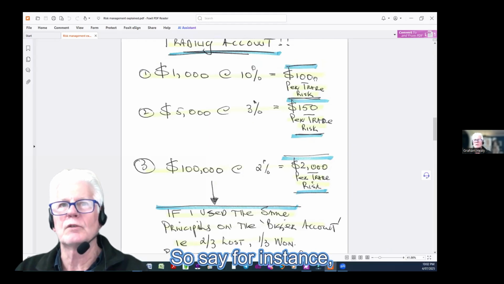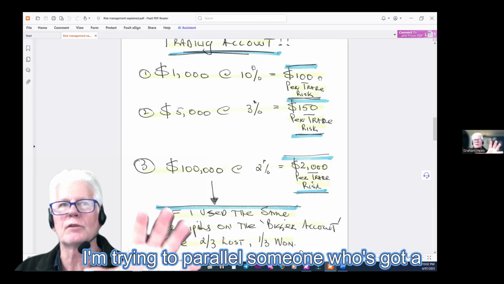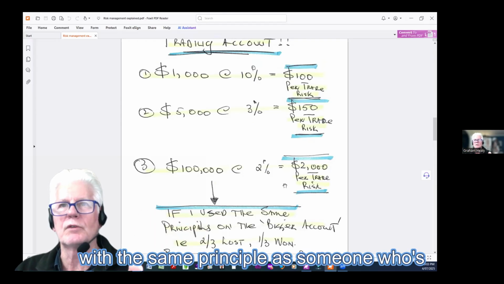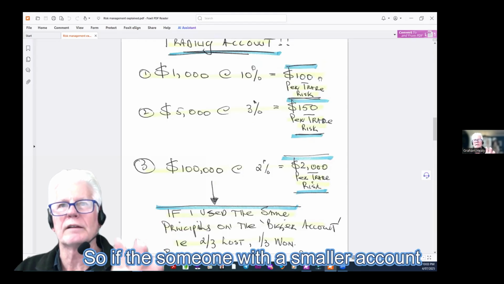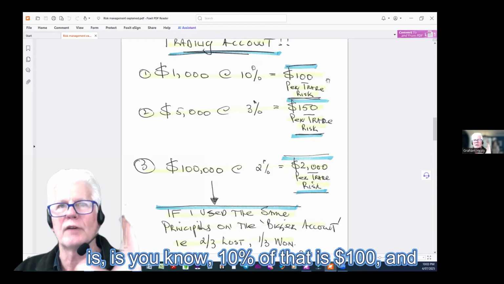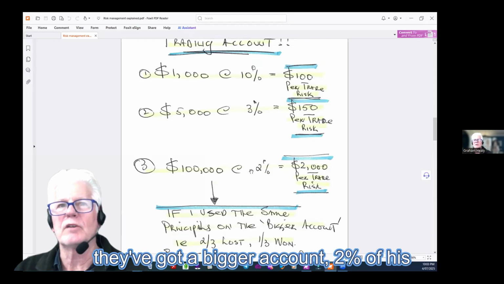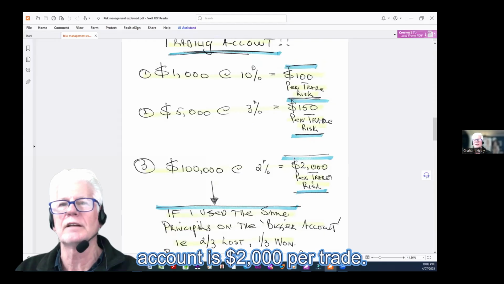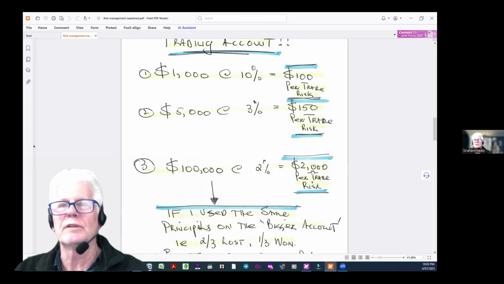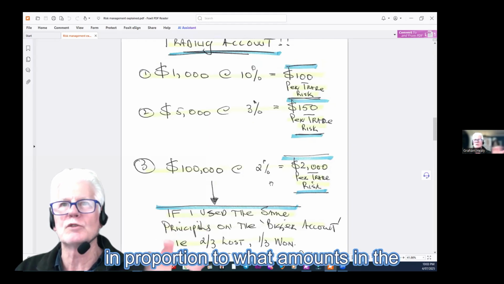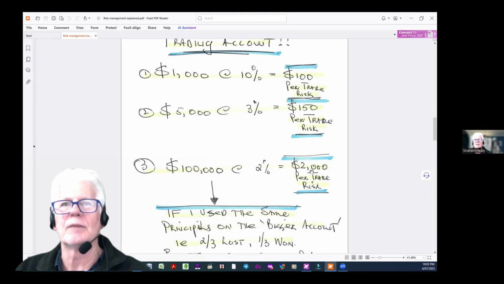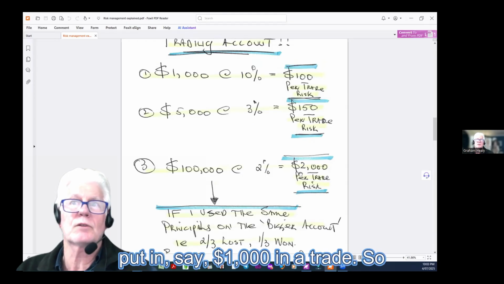So say, for instance, I'm trying to parallel someone who's got a small account with the same principle as someone who's got a larger account. If the someone with the smaller account risks 10%, that is $100, and they've got a bigger account, 2% of his account is $2,000 per trade. So he can afford, keeping his risk asymmetrical, keeping the risk factors low in proportion to the amount in the account, to put in, say, $1,000 in a trade.